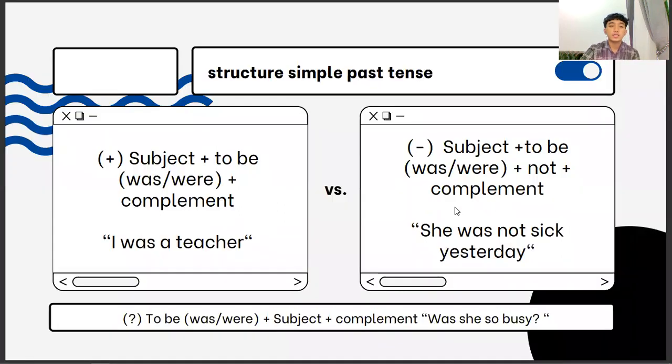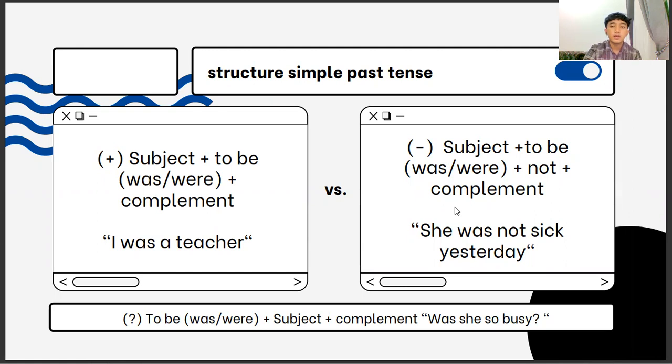And for the structure, if you use positive form, you can use subject plus to be, was or were plus complement. And for a negative form, you can use subject plus to be, was or were plus not plus complement. And for interrogative, you can use to be, was or were plus subject plus complement.